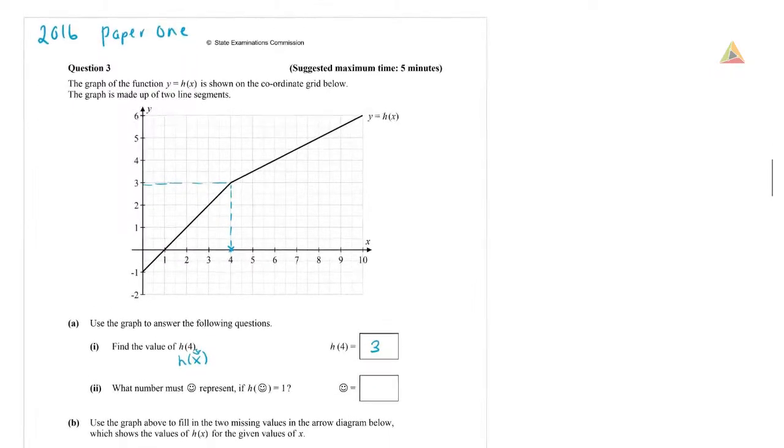Now, what number must that smiley face represent if h of the smiley face is 1? Now, this is another way of writing a function. So instead of writing h of x or h of the smiley face, we write y is 1. So we go to where y is 1 on the graph. So y is 1 at this point here. We come across and see where it hits the line and come down and read the corresponding x value here, and the x value of that is 2.